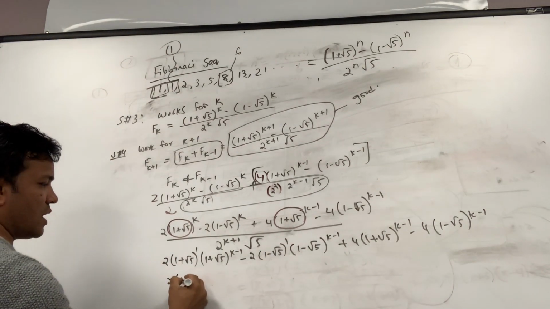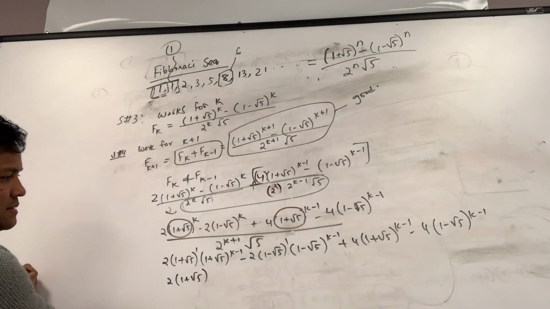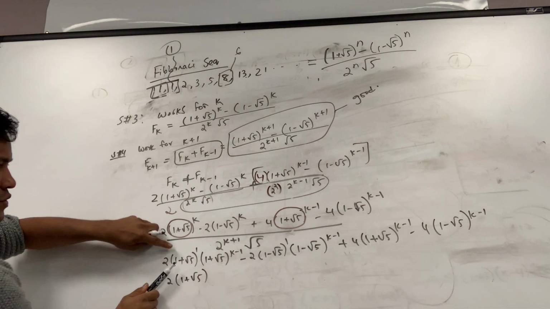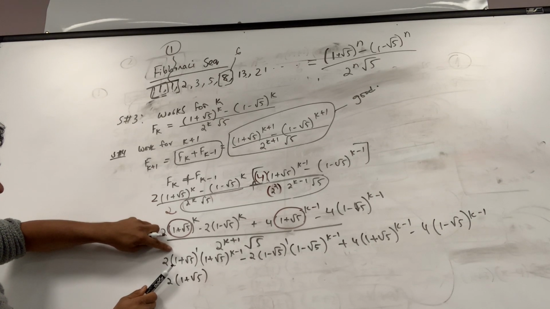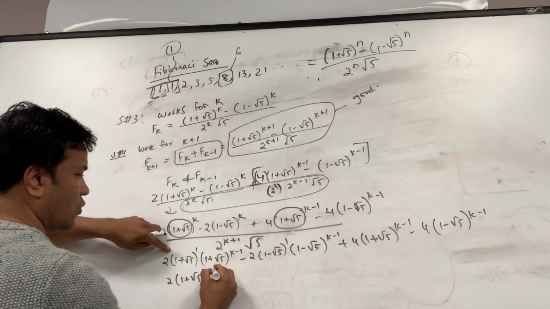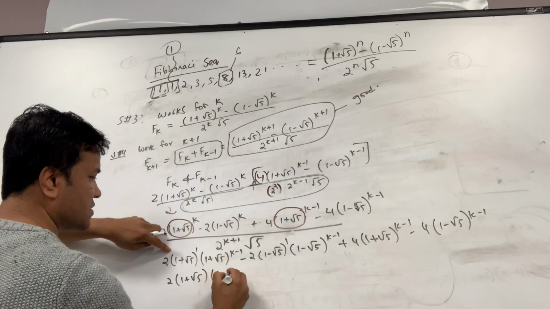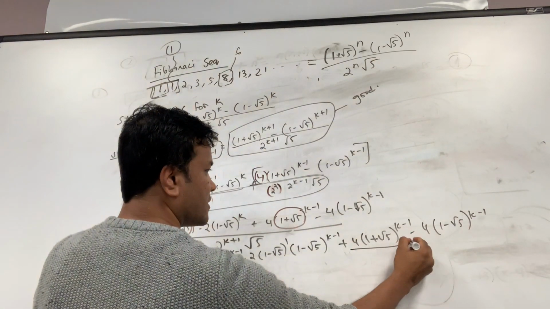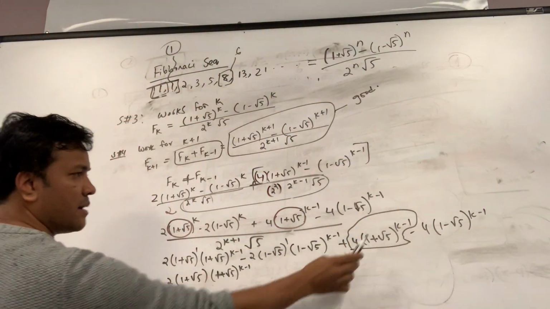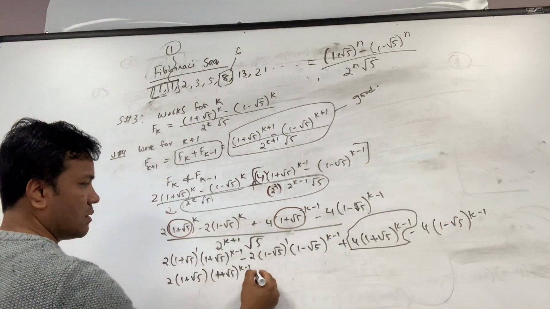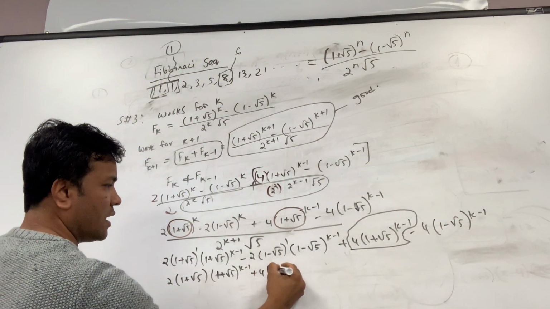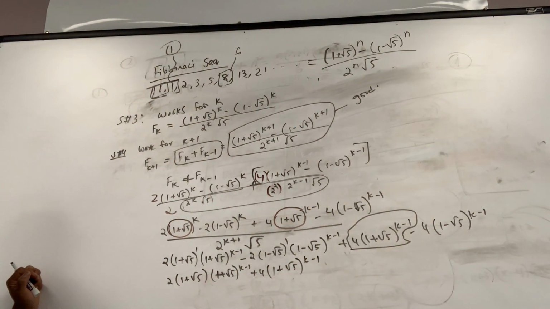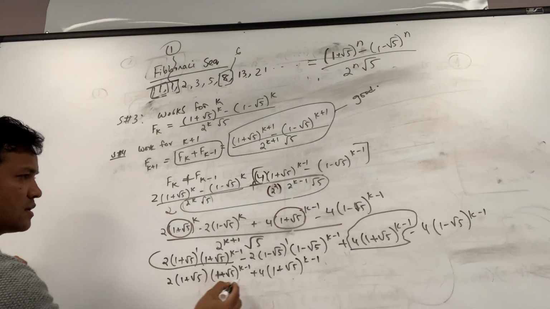Okay, so 2 times (1 plus root 5)... similar to what? 1 plus root 5 to the k plus 1? To the k minus 1? Oh, okay. So 1 plus root 5, k minus 1 looks like this one, right? Yeah, k minus 1. So then plus 4 times (1 plus root 5), k minus 1. Right? We have these two now and this one, right?